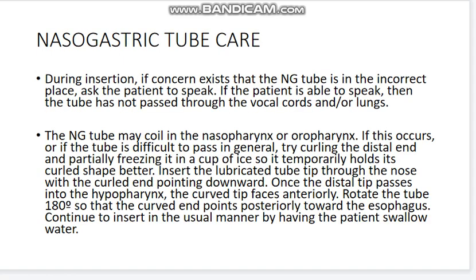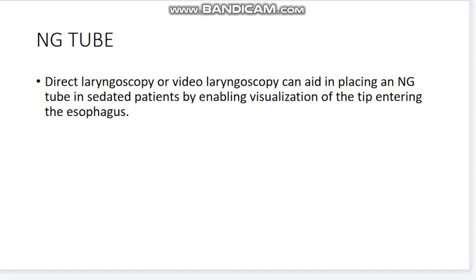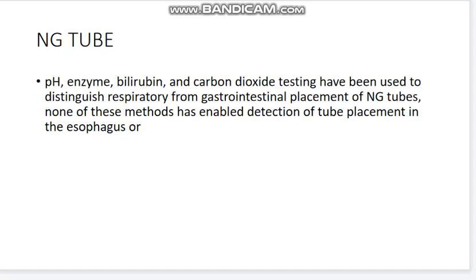During insertion, the correct position of the nasogastric tube should be identified, as it may go through the lungs. Direct laryngoscopy or video laryngoscopy can aid the placing of an NG tube in a sedated patient. A pH, enzyme, bilirubin, or carbon dioxide test can also be used.